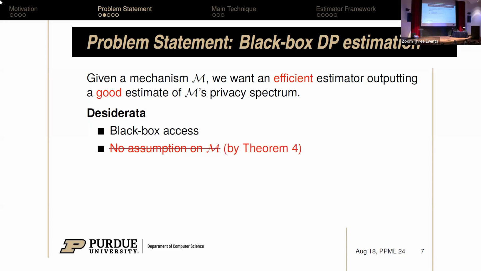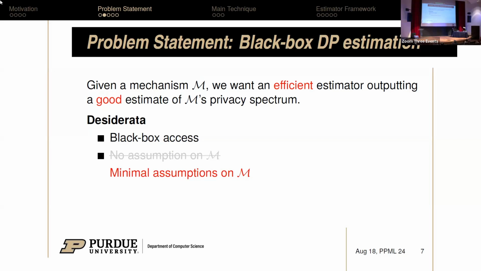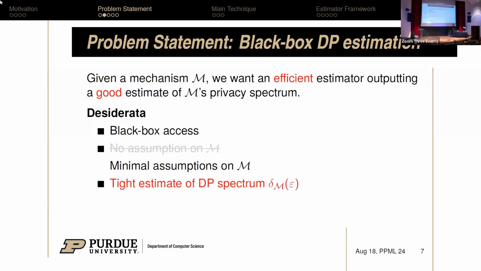But unfortunately, this is not achievable. So we do the next best thing we can expect, that is, to have a minimal assumption on the mechanism. Specifically, we only assume the mechanism's output distribution satisfies some smoothness assumptions. And then the third property is that we want the estimator to give a tight estimate of the DP spectrum. A tight estimate here means that with probability at least 1 minus something, the estimator's output shall be a tight bound of the privacy spectrum.